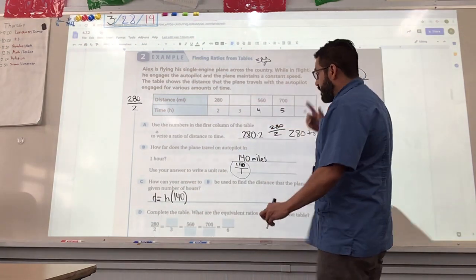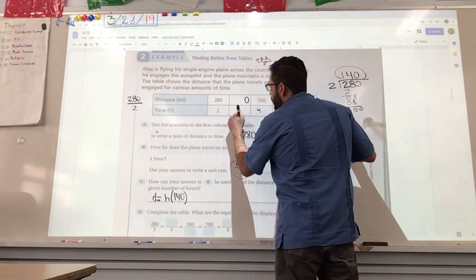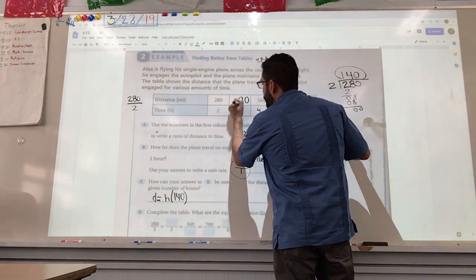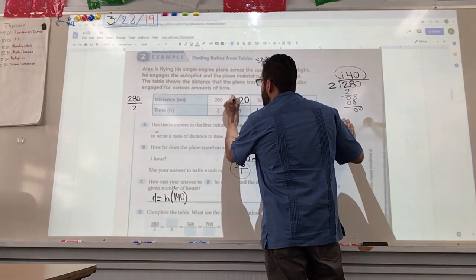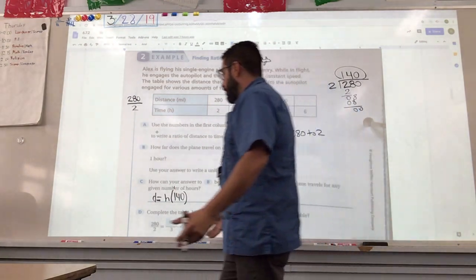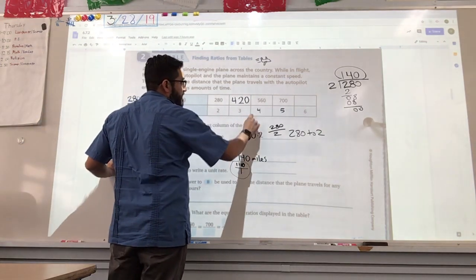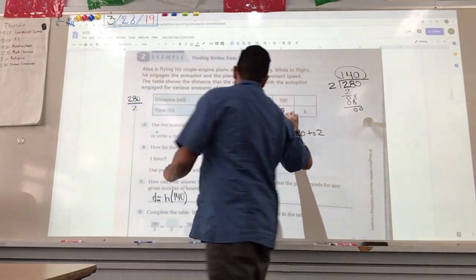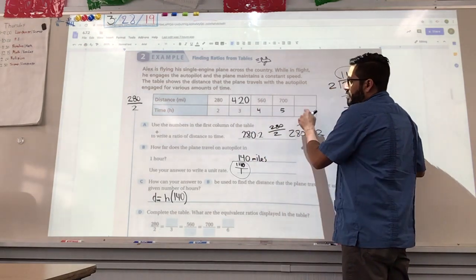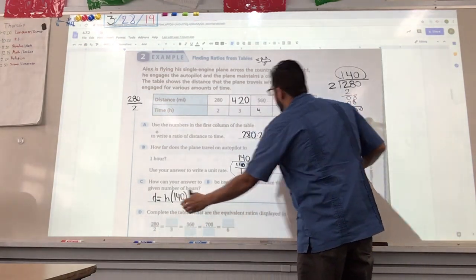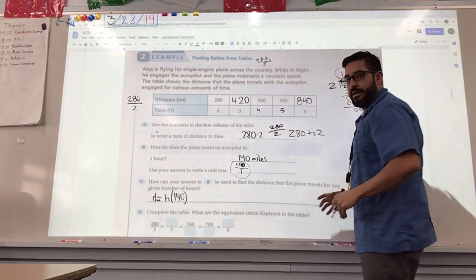Okay, so 3 times 0 is 0. 3 times 4 is 12. 3 times 1 is 3, plus 1 is 420. Okay, so 420 will be how far we travel in 3 hours, 560 and 4, 705. And then we would do the same thing that we did for 3. We would multiply 6 times 140, and that's going to be 840. Okay?